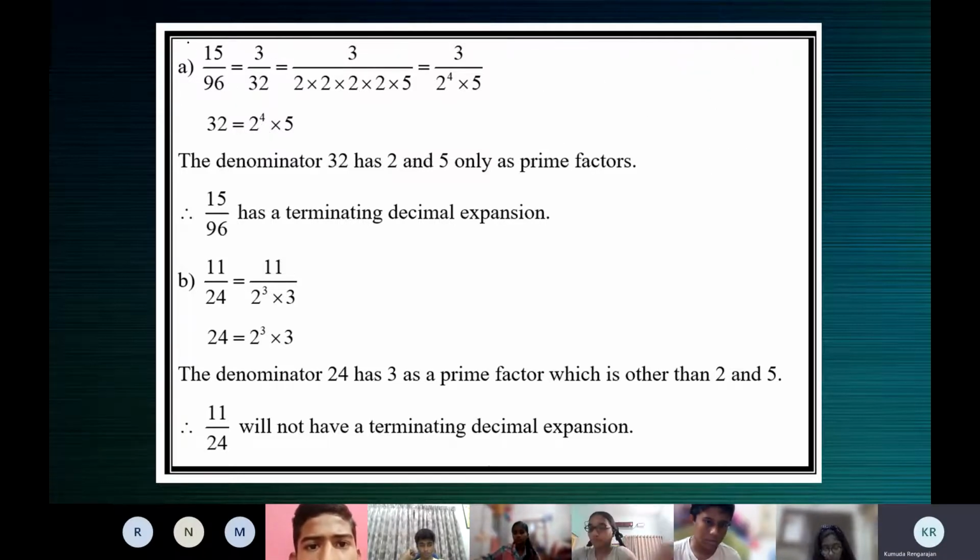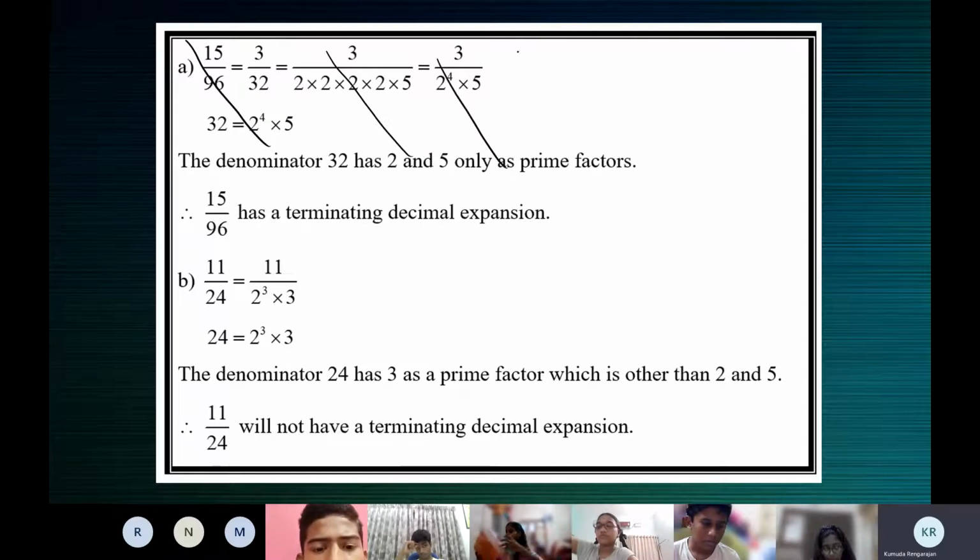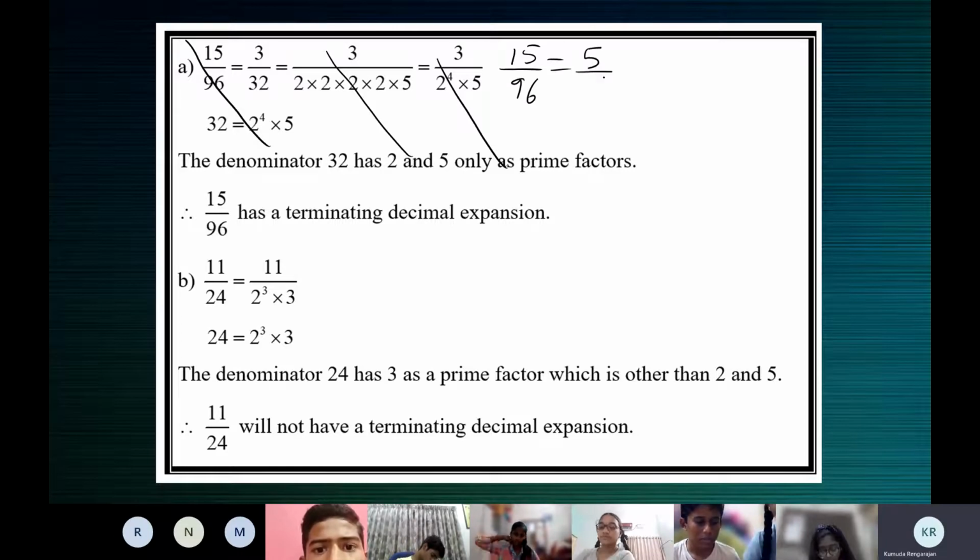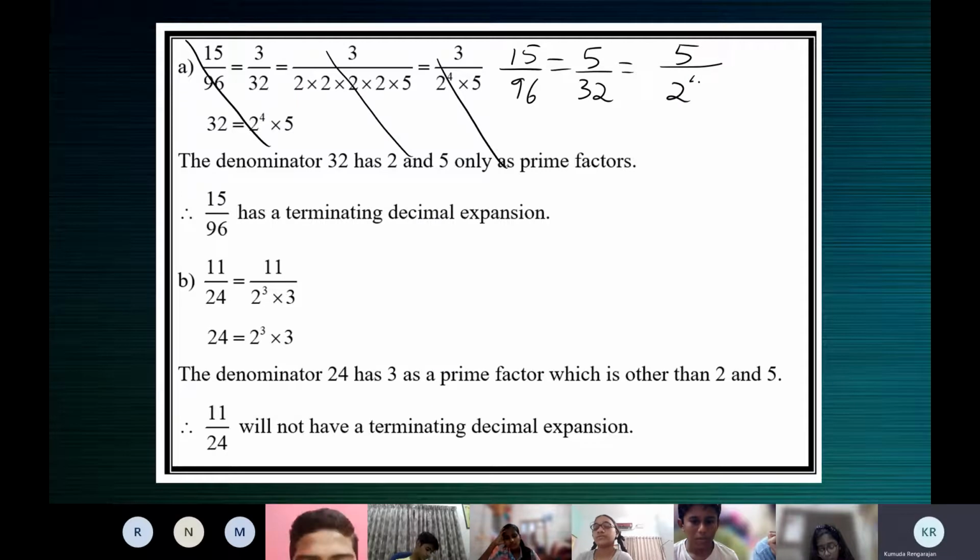Since I've gone wrong here, let me just write it again for you. First, take up the rational number 15 by 96. Write it in the simplest form. 3 5s are 15, 3 32s are 96. After writing it in the simplest form, take up the denominator. The denominator 32 is 2 to the power 5.